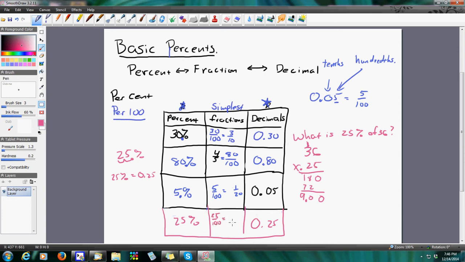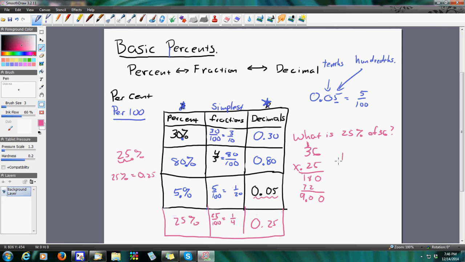25 out of 100. Well, 25 out of 100, you should all know is a quarter, because 25 cents is a quarter. Speaking of which, this is a nickel, if you were talking about money, which is 5% of a dollar. 30% of a dollar, 30 cents. 80% of a dollar, 80 cents. Anyway, 25% of a dollar is a quarter.